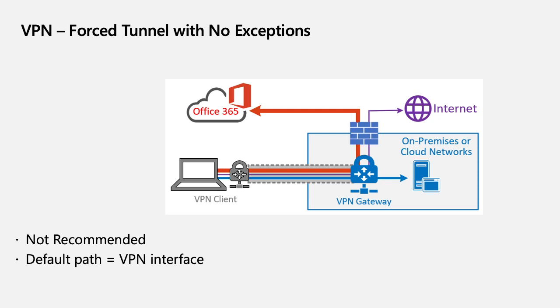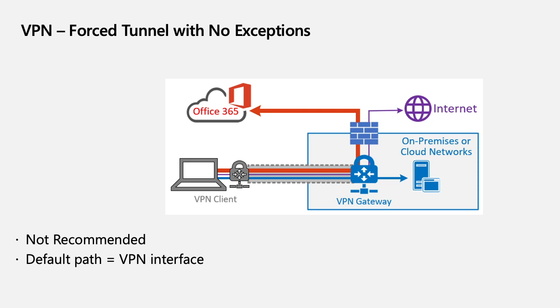Here is another VPN deployment model. This one is called Forced Tunnel with no exceptions. And we see a lot of customers using this VPN deployment model. In this model, when the VPN is connected, the VPN is the only available path. So the VPN becomes the default path for all connections.